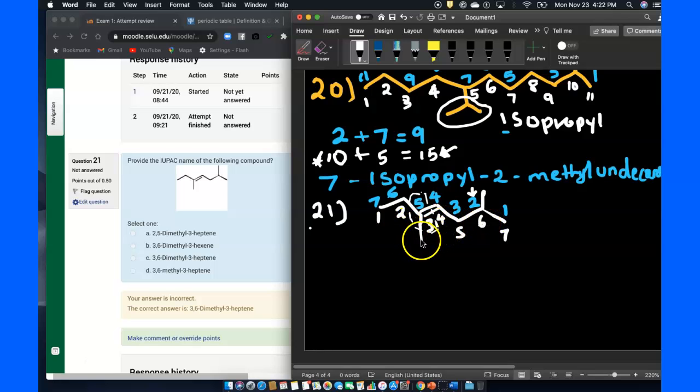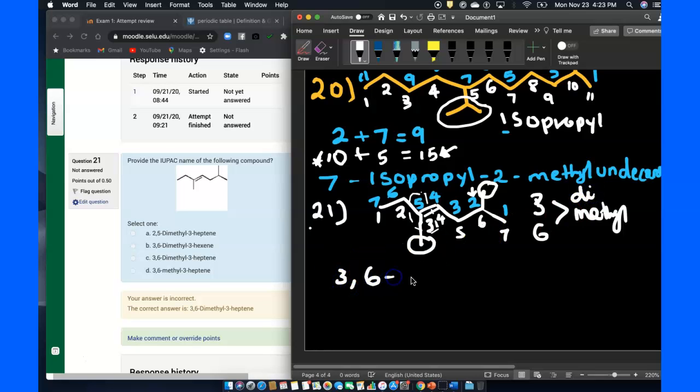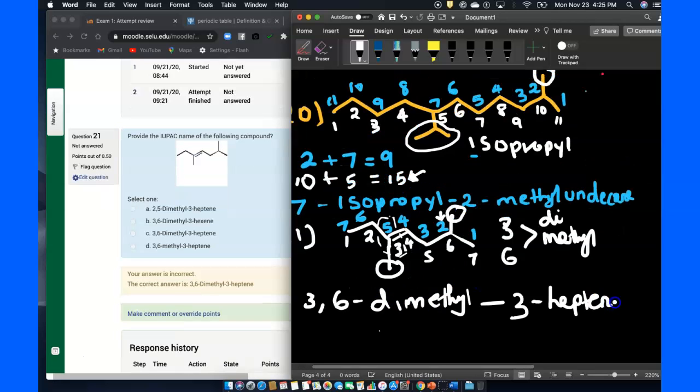Okay, so anyway, we do have 2 methyl groups. We have a methyl group here and we have a methyl group here, and we are going with the white. So you have a methyl group on 3 and you have a methyl group on 6. So in which case we have to say dimethyl. So the name will be 3,6-dimethylheptene, which specifies the position of the double bond.